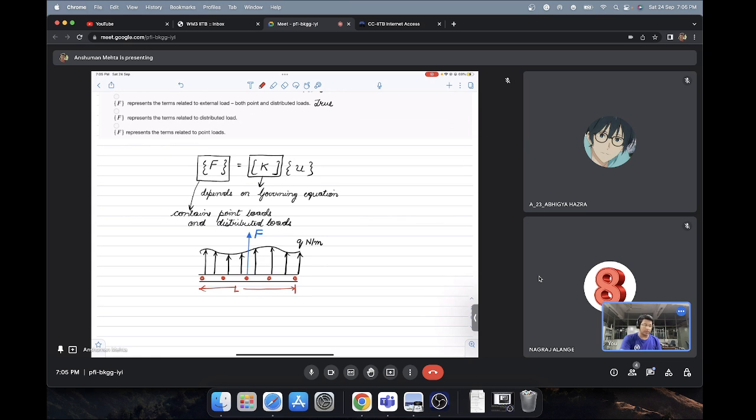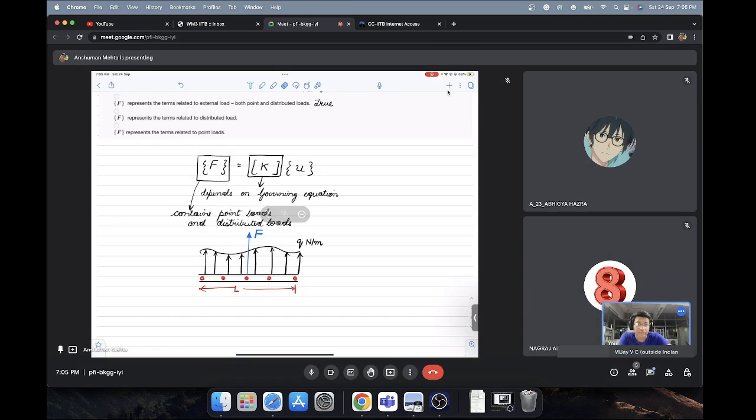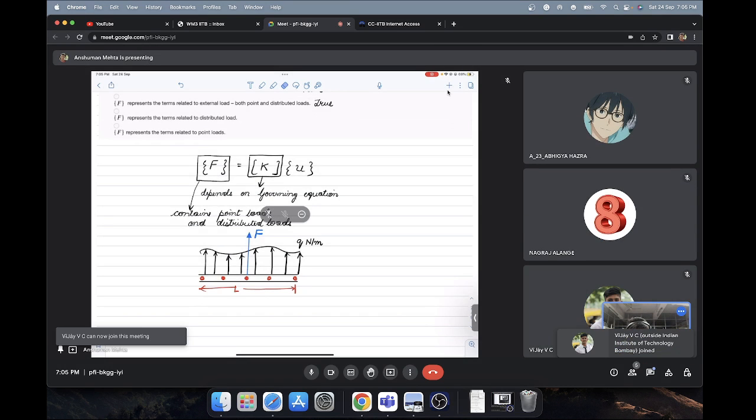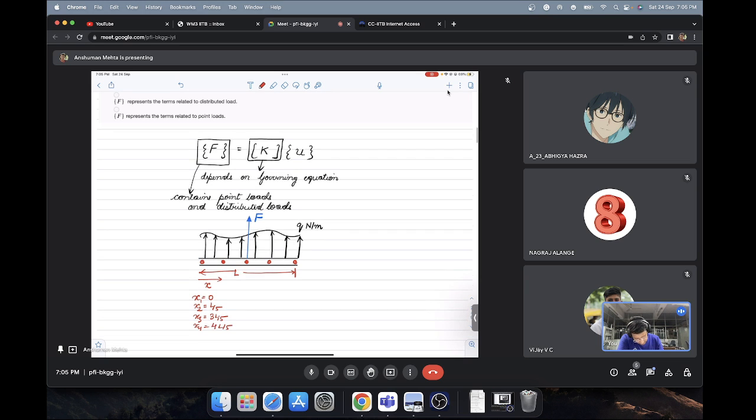so we have put discrete points, with x equal to 0, and this is x. So x1 is at 0, then x2 is at L by 5, x3 is at 3L by 5, x4 is at 4L by 5, and x5 is L. Okay, so we have taken 5 discrete points.